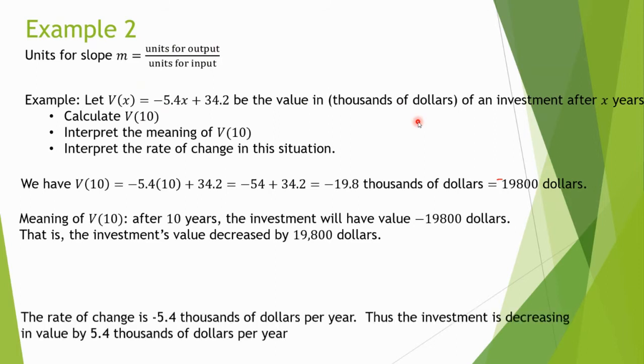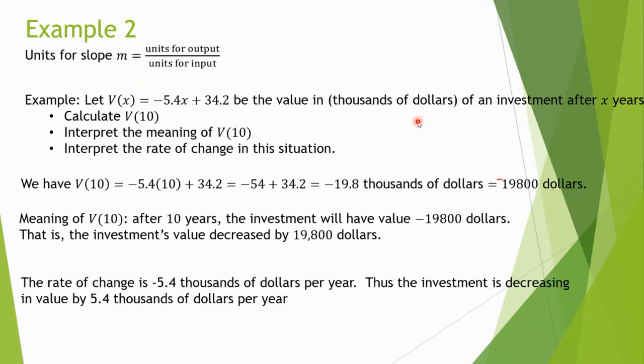So for the rate of change, that negative 5.4 thousands of dollars per year is telling us the investment is decreasing in value. It's decreasing by 5.4 thousands of dollars per year. So each year it's going down by 5.4 thousands of dollars, or $5,400. Same thing.